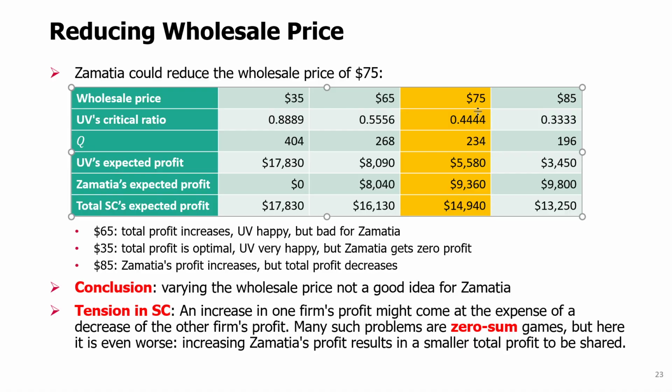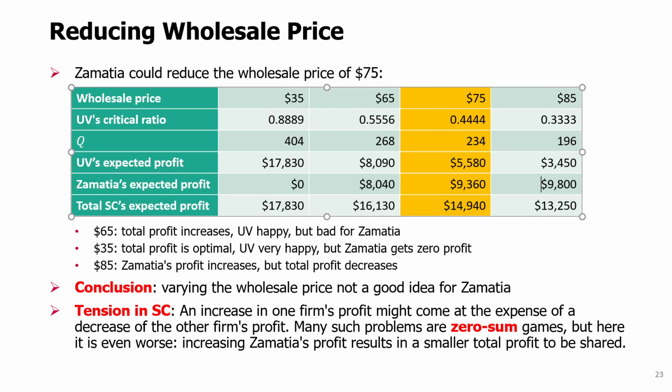And on the other hand, notice Zamatia would like to increase the wholesale price. And if they do, indeed, they will increase their expected profit. Their profit will be $9,800. However, that actually comes at the cost of the total supply chain profit because now UV's expected profit is much lower, and UV may have much less incentive to buy sunglasses from Zamatia because now they make so little profit compared to this situation.